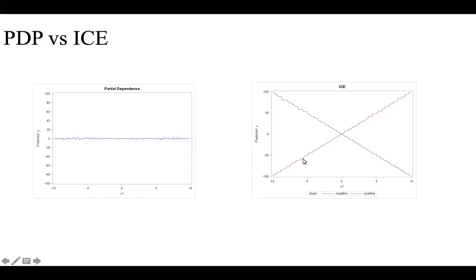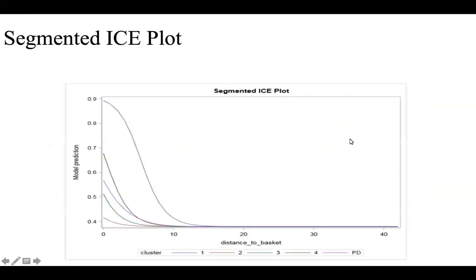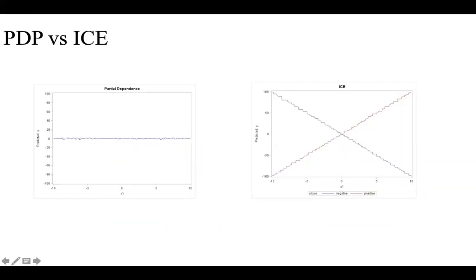But if we look at the ICE plot, for one observation there is a positive relationship between x1 and y, and for another observation there is a negative relationship. So it's not that x1 is not impacting the target variable at all. The partial dependence plot is basically averaging things out, so you lose that information, which is why here we are seeing no impact.